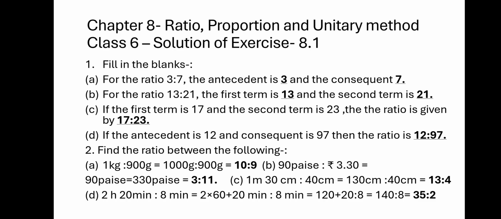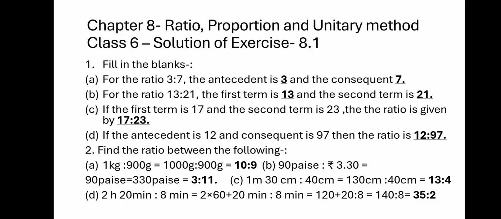C. 1 meter 30 centimeter is to 40 centimeter. So first we will convert 1 meter 30 centimeter to centimeter, that is 130 centimeter, because you know that 1 meter equal to 100 centimeter. So 130 centimeter is to 40 centimeter, that is 13 is to 4.